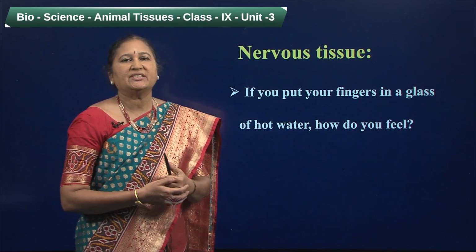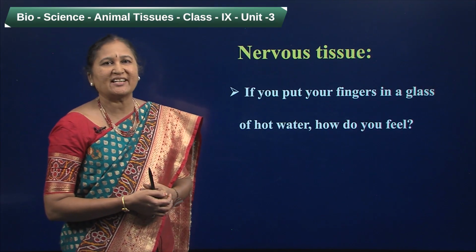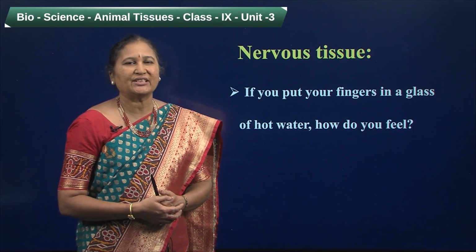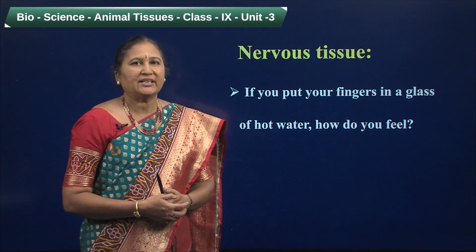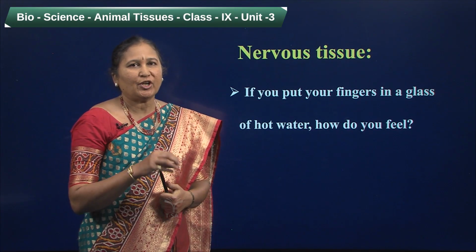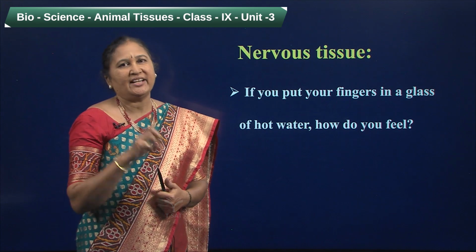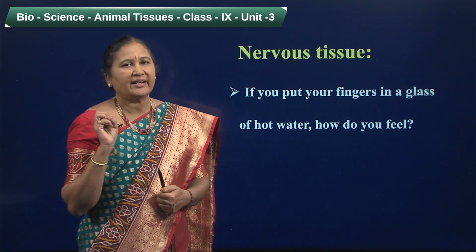And next, coming to the nervous tissue, it is a very specialized tissue in our body. If you put your fingers in a glass of hot water, how do you feel? How do you know that the water is hot or cool? Will you keep your hand in that glass if it is still hot? No. You immediately react. You immediately show the response.